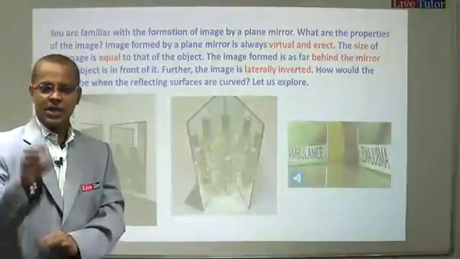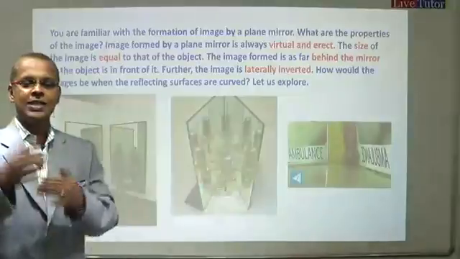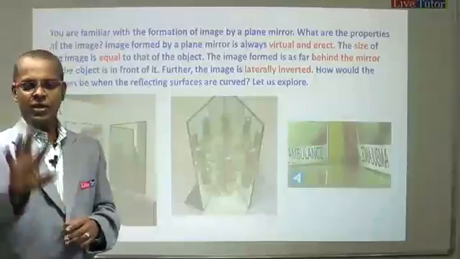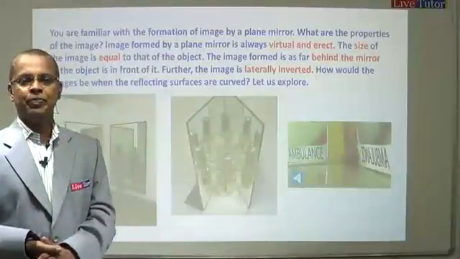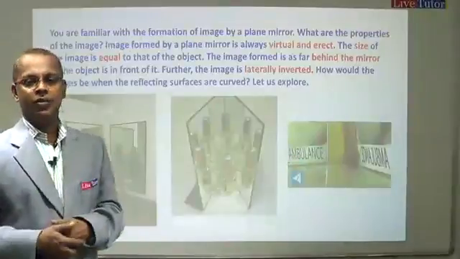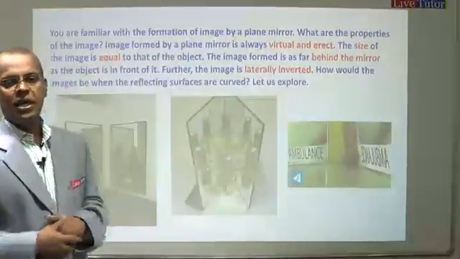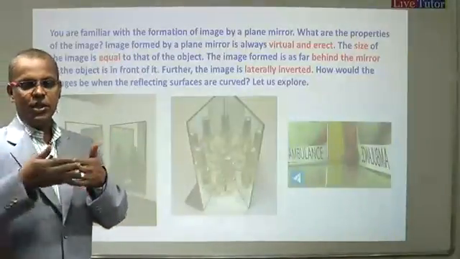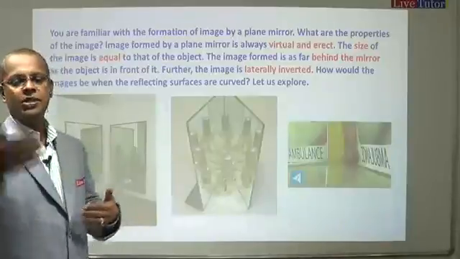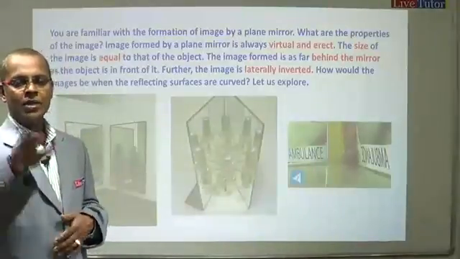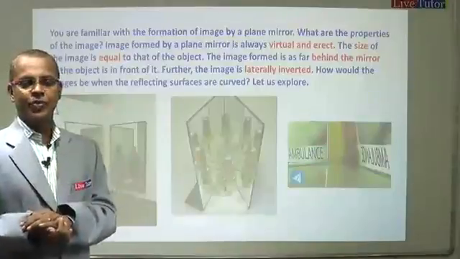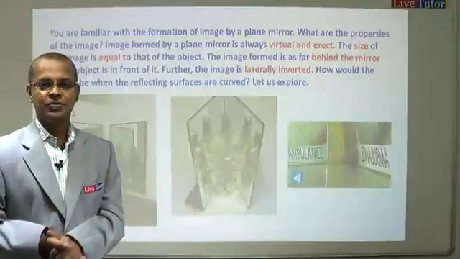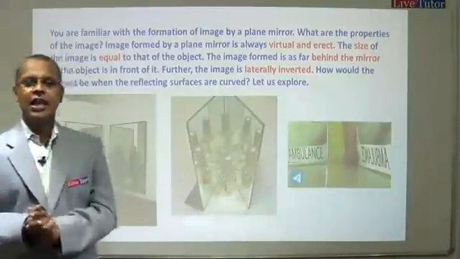Right. Now the size of the image is also equal to the size of the object. As you are looking at the mirror, whether you are stout or lean, the same image will be seen on the plane mirror. And also it is formed behind the mirror. When you are standing in front of a mirror, we are able to see the image behind the mirror, at the same distance as you are keeping in front. And the image is always laterally inverted. Do you know the meaning of this word, lateral inversion? Have you ever heard this word, lateral inversion?